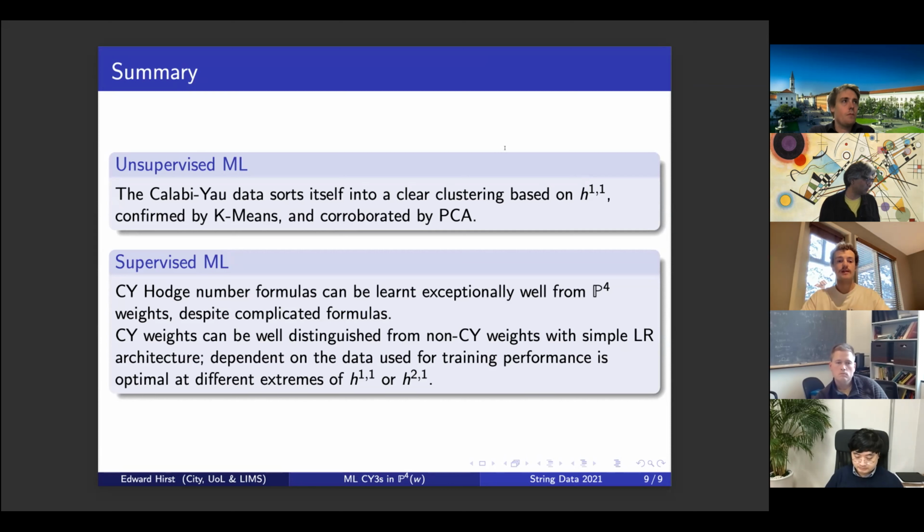And then beyond that, we did some supervised ML, and we saw that a simple network architecture can learn well the Hodge numbers, despite very complicated formulas for them. So perhaps it is making use of this linear relationship to learn some approximate relation. And then beyond that, these Calabi weights can be very well distinguished from non-Calabi weights with simple architectures. And in fact, we can get up to perfect prediction distinguishing if we look at particular extremes of the Hodge numbers. So that's everything I wanted to talk about today.